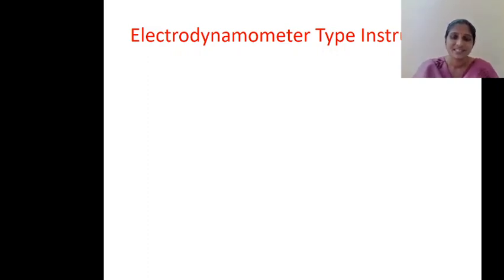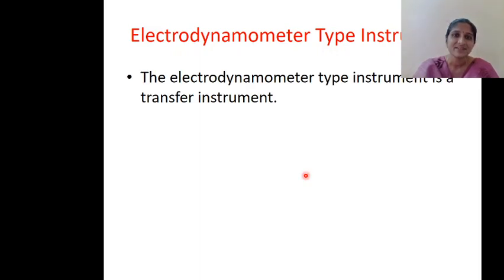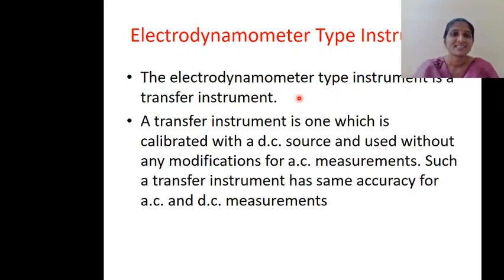We shall now discuss the construction. As I told you, the electrodynamometer type is a transfer instrument. What is a transfer instrument? A transfer instrument is one which is calibrated with a DC source and used without any modifications for AC measurements. Such transfer instruments will have the same accuracy for AC and DC measurements. If you are using it for DC and want to use it for AC, there will not be any modifications and the accuracy will be the same.